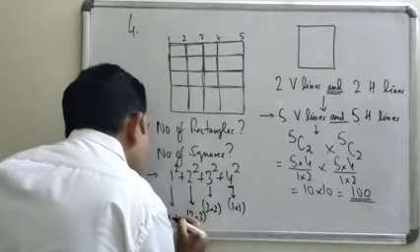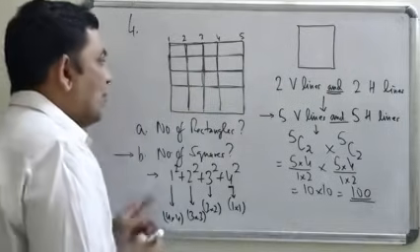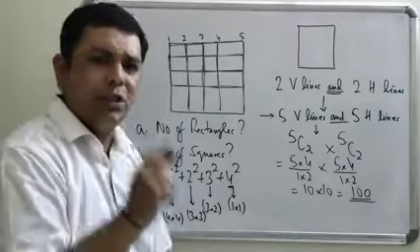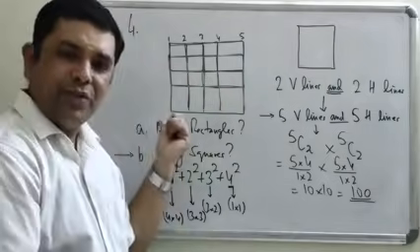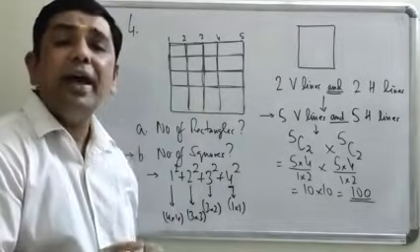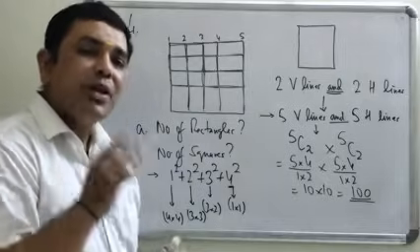This 1 square represents all these squares which are 4 by 4. There is only 1 square which is 4 by 4, isn't it? And that is what is represented by 1 square. So what is the number of squares?